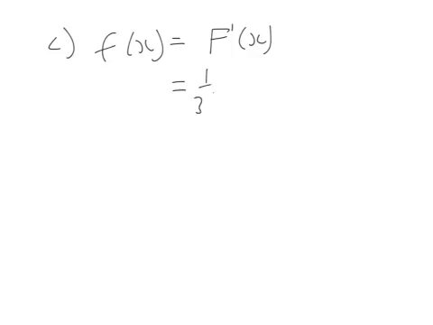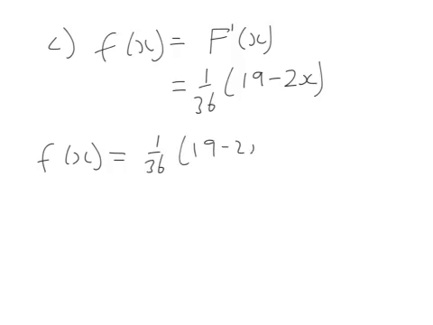And finally, in part C, we will need to find the probability density function, and that you get by differentiating the cumulative. So if you differentiate k(19x minus x squared minus 34), you get this. So the whole lot works out to be, f(x) is 1/36 of (19 minus 2x) when x is between 2 and 5, and otherwise in any other place it's 0.